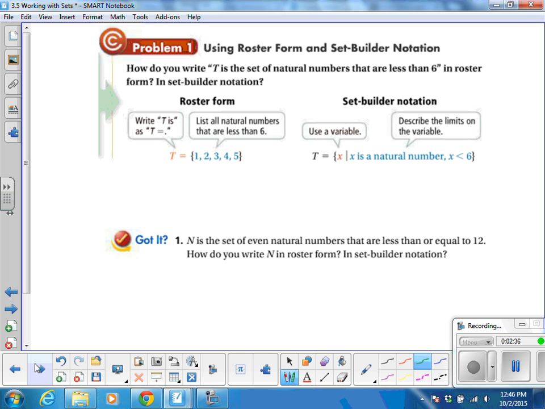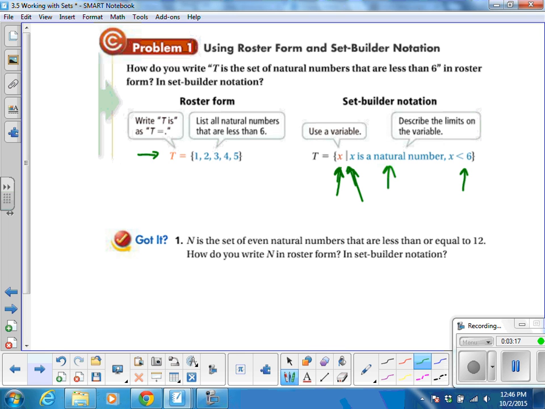You've got to practice this a little bit, so let's start off with this. Right now you see it in roster form, where T is a list of all natural numbers that are less than 6, and you can see them there: 1, 2, 3, 4, 5. In set builder notation, we would write it this way: all real numbers x such that x is a natural number where x is less than 6. You're going to use your variable, and you describe the limits on that variable. So here our starting point is our x, and after the such that, you're indicating what qualifies as part of that set.